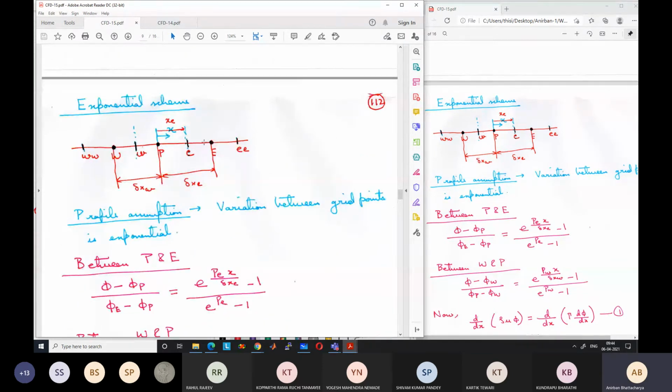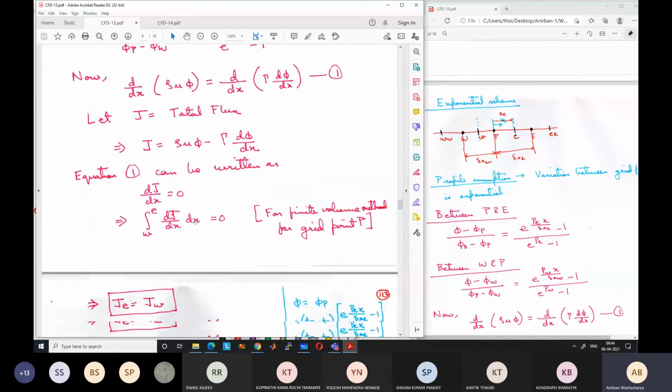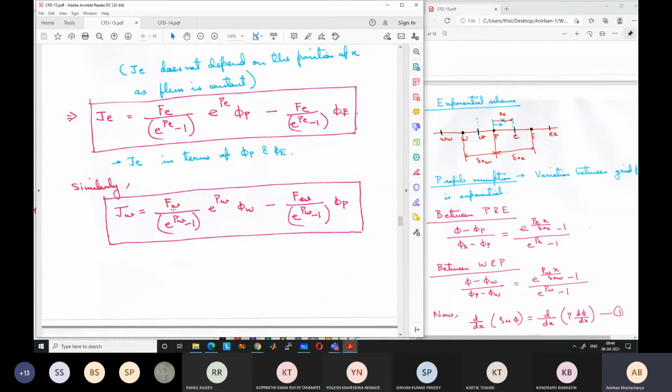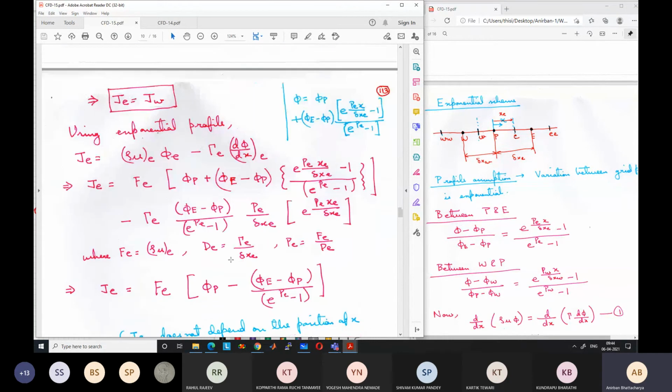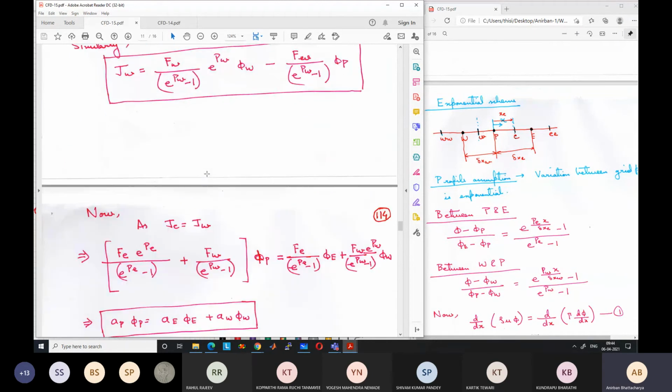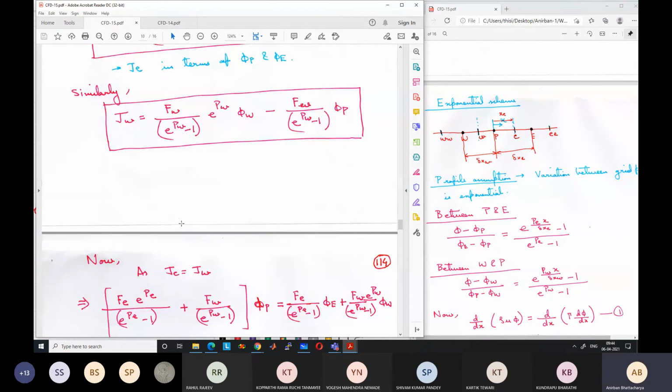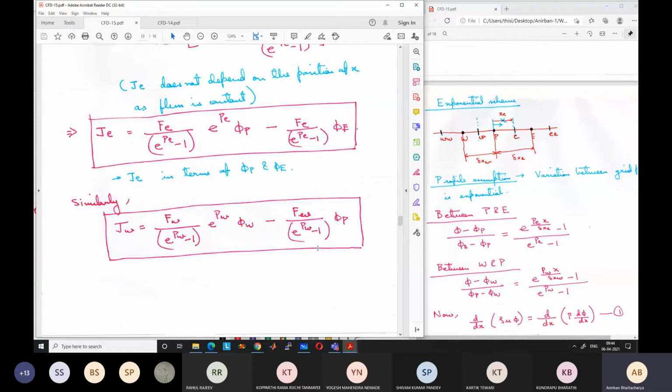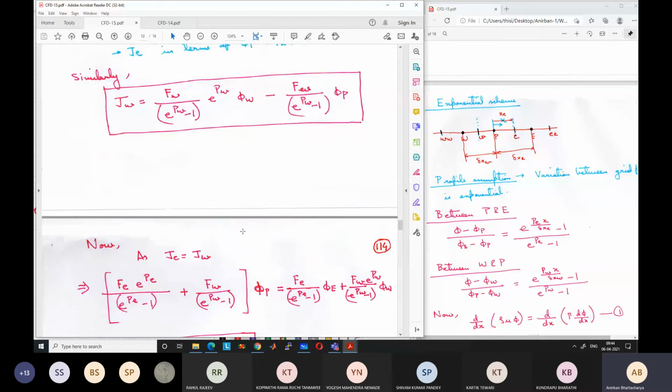So instead of this being the left and this being the right, now we have this being the left and this being the right. So that's why the expression looks like this: FW by e to the power PW minus 1, e to the power PW phi W, minus FW by e to the power PW minus 1 phi p. So Je and Jw we have derived. It looks complicated, but actually is not difficult to derive. Now we know that Je should be equal to Jw. So we can replace this Je and Jw with the expressions that we have derived and rearrange the terms. So we can take all the phi p terms together, the phi e term separately and phi W term separately.